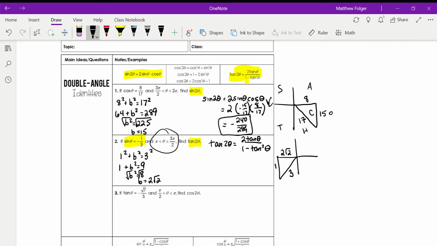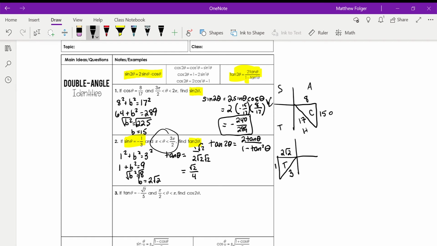All right, so again, the whole point of this is to try to find tangent of 2 theta. So tangent of 2 theta is 2 tan theta over 1 minus tan squared theta. So let's figure out what tangent of theta is. Well, it's O over A, which is 1 over 2 radical 2. And is that going to be positive or negative in the third quadrant? That's going to be positive in the third quadrant, so we don't have to make that negative. Rationalize this real quick. So tangent of theta is square root of 2 over 4.